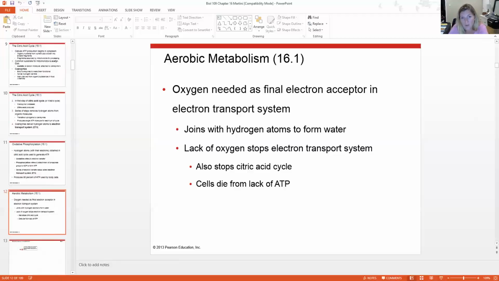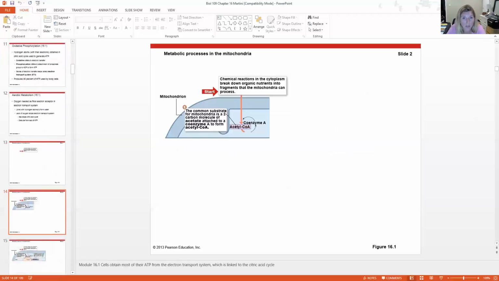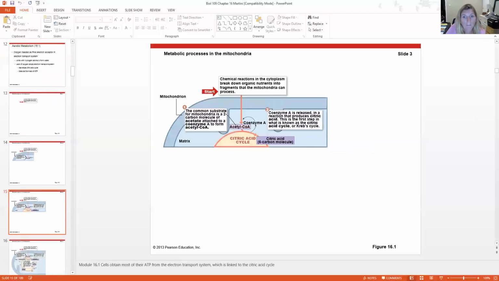Without oxygen, the cells are going to die from lack of ATP. So let's start the whole metabolic process. Chemicals break down in the cytoplasm. Little fragments go to the mitochondria. The mitochondria combines those substances, like little parts of glucose or little parts of proteins, etc., with an acetate and a coenzyme A to form acetyl-CoA.